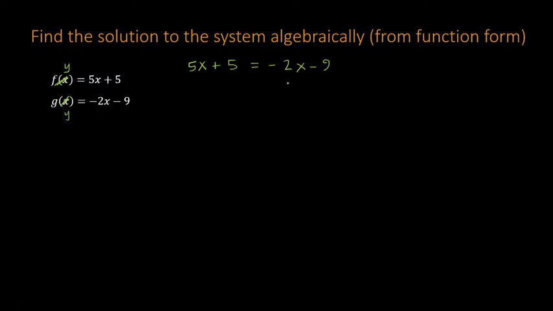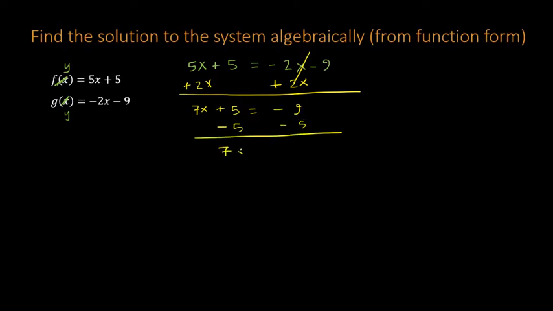So I'll start by adding 2x to both sides of the equation. This gives me 7x plus 5 is equal to negative 9. I'll subtract 5 from both sides of the equation. I get 7x equals negative 14. And finally, I will divide both sides of the equation by 7, and this gives me x equals negative 2.